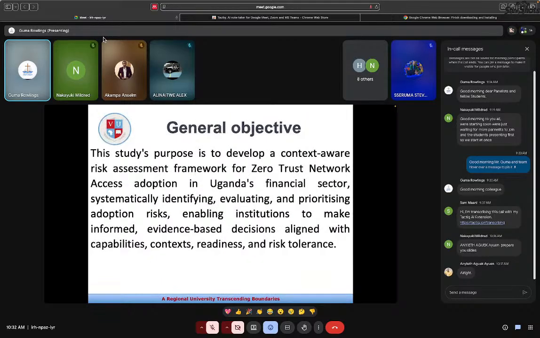The general objective of the research is to develop a contextual risk assessment framework for zero trust network access adoption in Uganda's financial sector, systematically identifying, evaluating, and prioritizing adoption risks, enabling institutions to make informed evidence-based decisions aligned with capabilities, contexts, readiness, and the risk tolerance of these institutions.